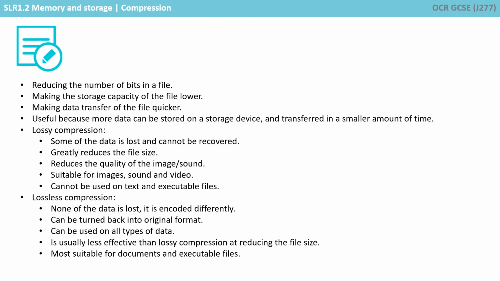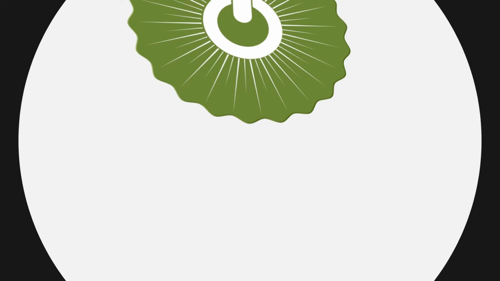Then we have lossless compression. None of the data is lost, it is encoded completely differently. You can, however, turn back to the original format, and it can therefore be used for all types of data. It's usually less effective than lossy compression at reducing the file size, and it's most suitable for documents and executable files.